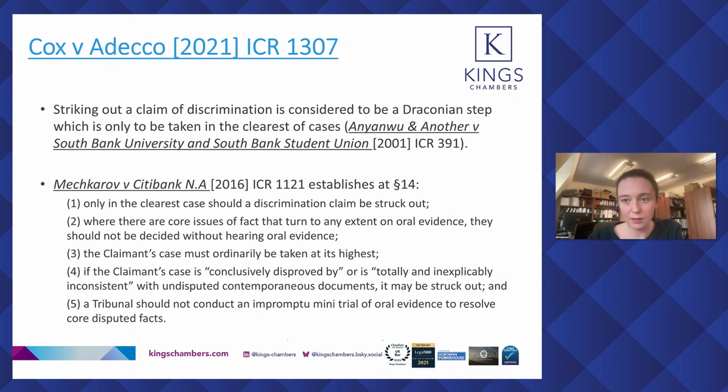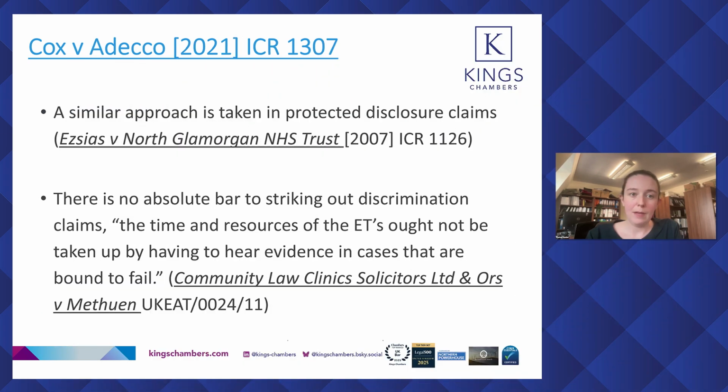Cox and Adecco is a really wonderfully written judgment that bears rereading. I put some of the relevant extracts on that slide, but really it provides a very good summary of the issues to be considered when striking out on the basis that a claim has no reasonable prospects of success. Of course, a similar approach in discrimination claims as in protected disclosure claims. There's no absolute bar, but the bar is very high, to put it bluntly.